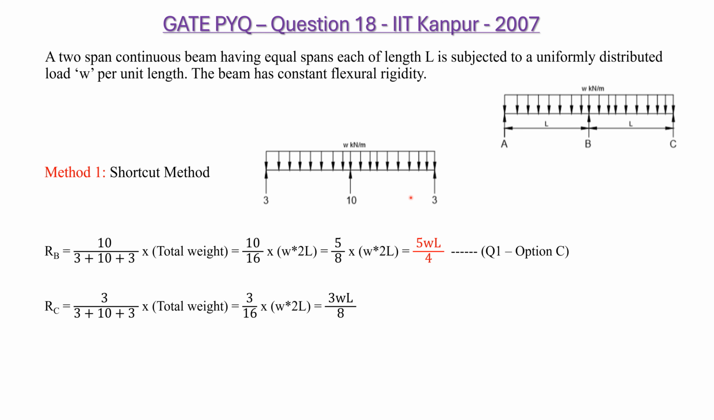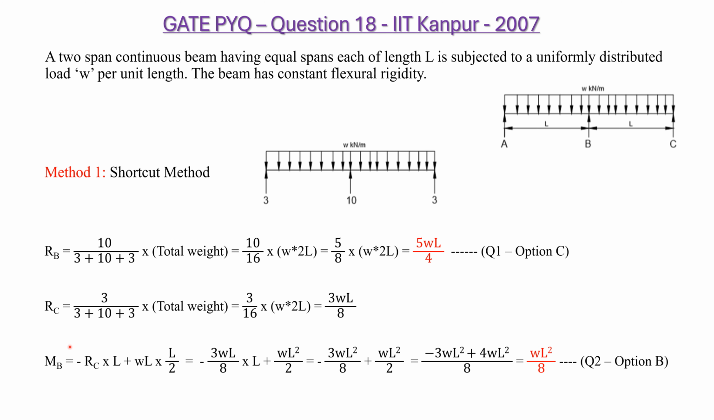Now using this reaction at C, I can calculate bending moment at mid support. That I can do it as bending moment at B will be equal to reaction at C into L, that will be in the anti-clockwise direction, therefore I have taken it as negative, plus this UDL will be total weight acting will be W into L, and it will be acting at a distance L by 2. Therefore, I have taken it as W into L by 2. Since it is going to produce clockwise moment, I have taken it as positive.